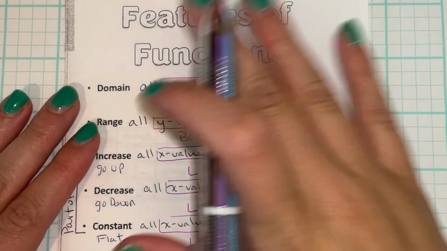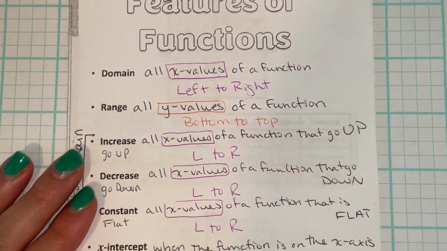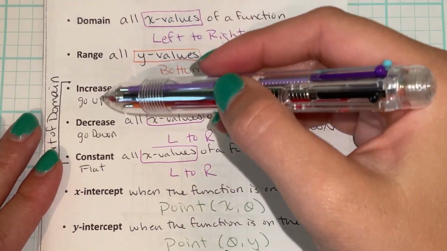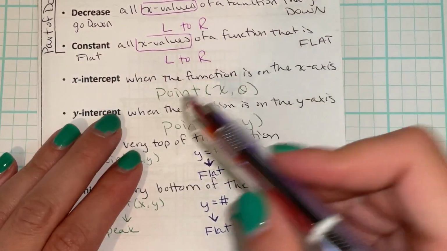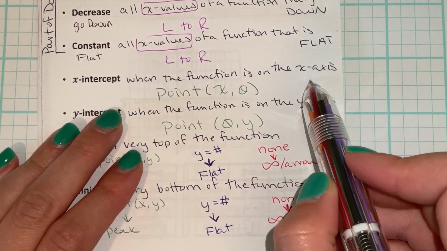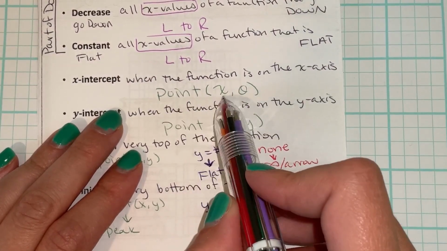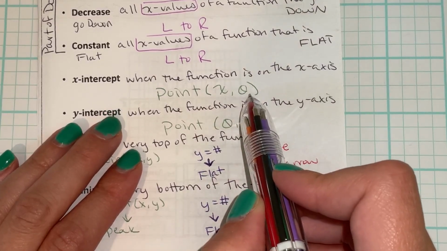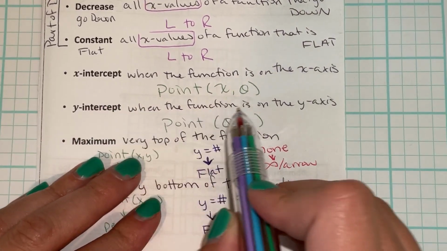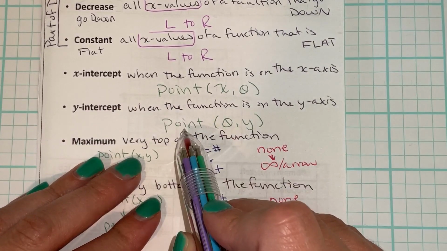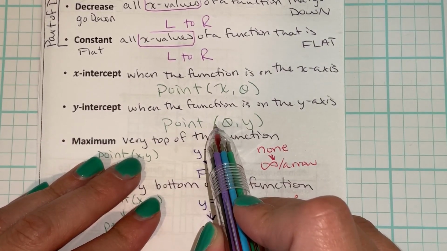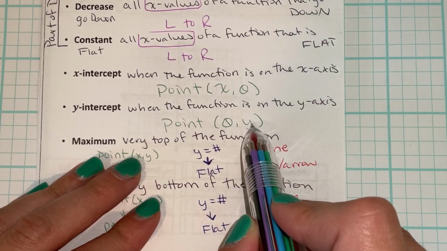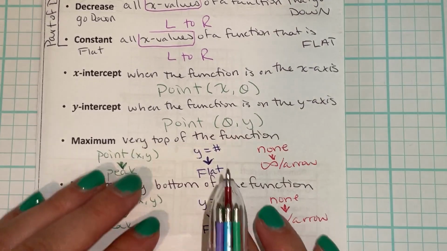Okay, so this is the last day of features of a function. So you should have done domain, range, increase, decrease, constant. X-intercept is when the function is on the x-axis and it's always written as a point, x comma 0. This x is a number that will change, the 0 will not. Y-intercept is when the function is on the y-axis, so that's going to be written as the point 0 comma y. 0 will always be there. This y is whatever number you're crossing it at.